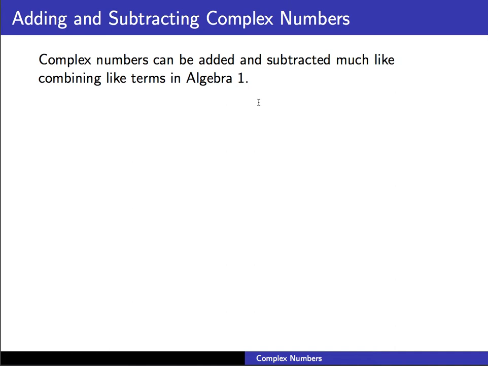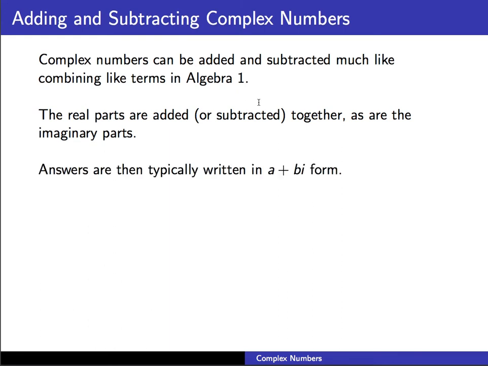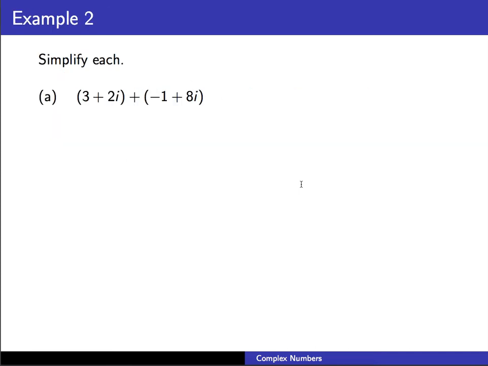So complex numbers can be added and subtracted much like combining like terms from Algebra 1. The real parts are added together or subtracted if the problem involves subtraction, as are the imaginary parts, the ones with i's. So you're essentially combining like terms, ones that have i's and ones that do not. So answers are typically written in a plus bi form. So we'll put our real number first, real part here, and then the imaginary one afterwards.